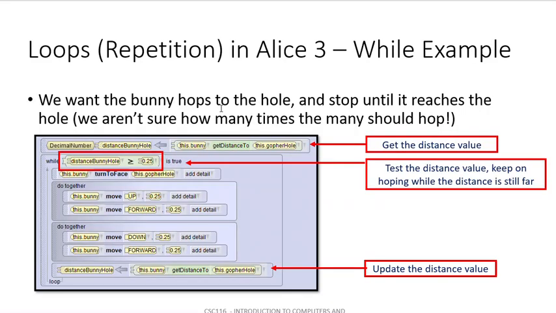Okay, let's look at one example in Alice. Let's say we want the bunny to hop to the hole and stop when it reaches the hole. We aren't sure how many times the bunny should hop. Okay. So how to do that? Maksudnya kita nak bunny tu melompat pergi ke lubang, tapi kita tak tahu berapa kali dia perlu lompat untuk sampai ke lubang tu. Okay. So this is how we are going to do this.